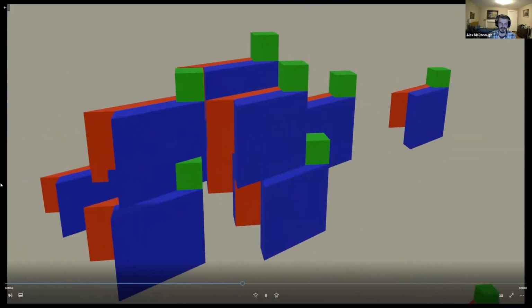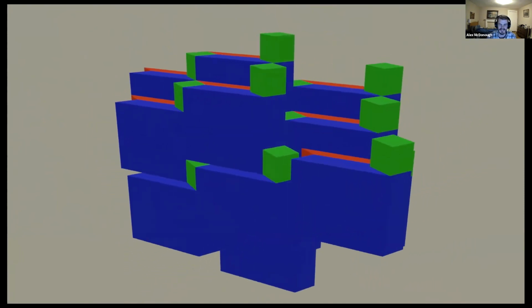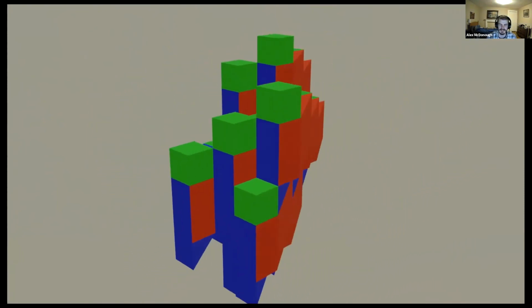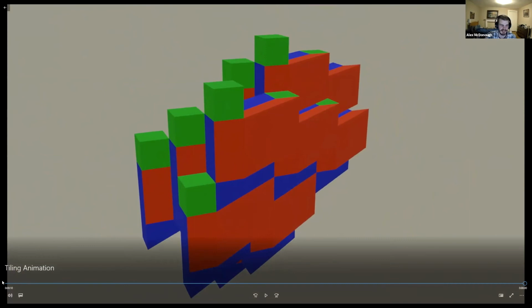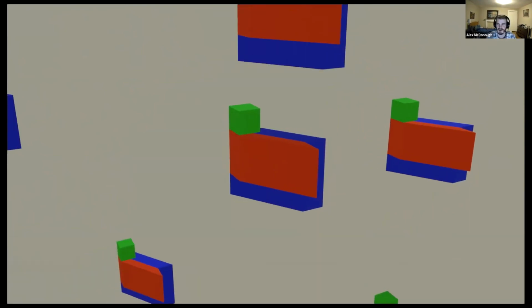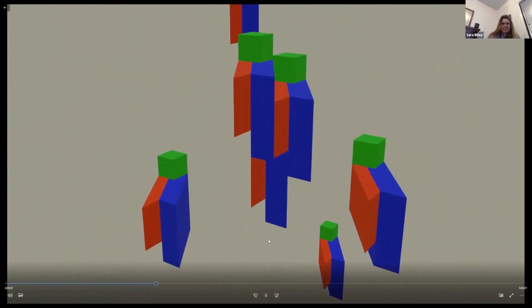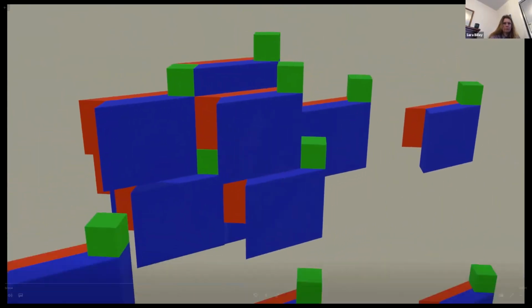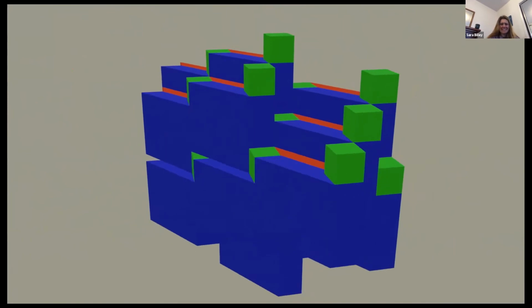This is what happens when you get a bunch of them. So I still need to go 3D print some more of them. But yeah, it actually tiles space in this way. Does everyone see the video? I hope it's playing okay. Yes, we can see.